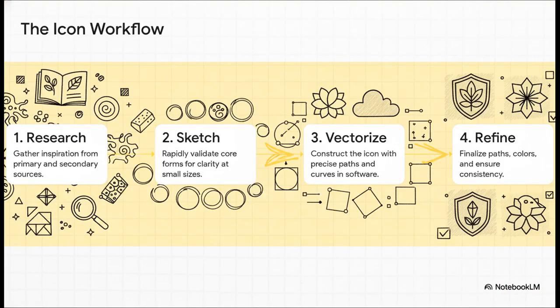Any good icon workflow really boils down to these 4 steps. You start with research and inspiration, then you sketch to get the core idea down on paper. After that, you jump into software and vectorize it with precision. And finally, you refine everything to make it perfect.